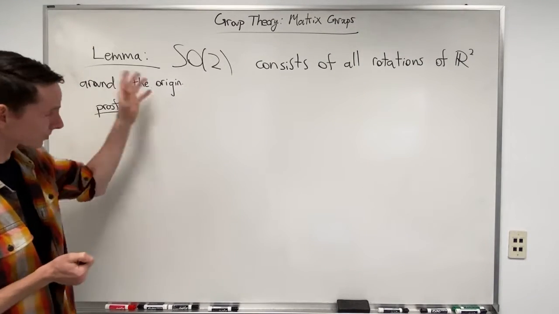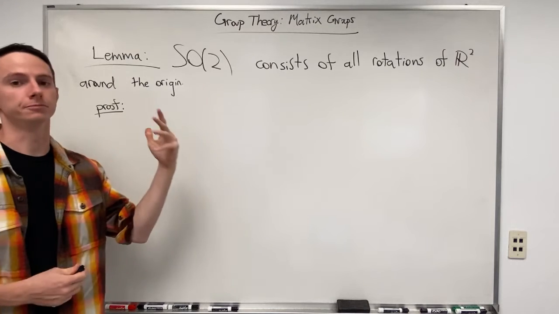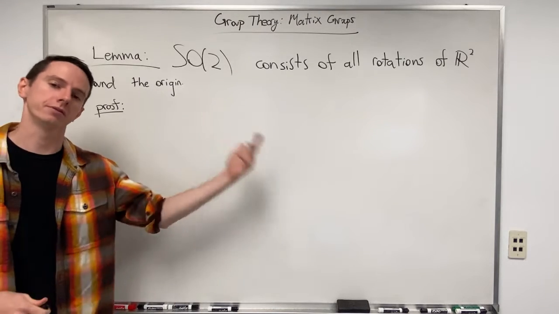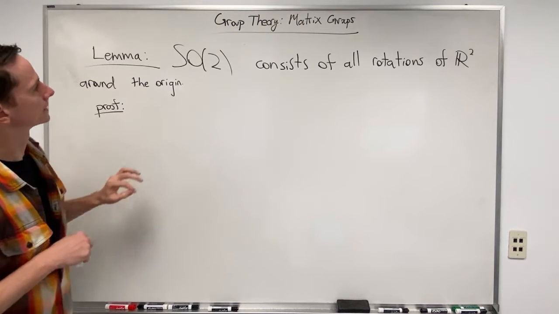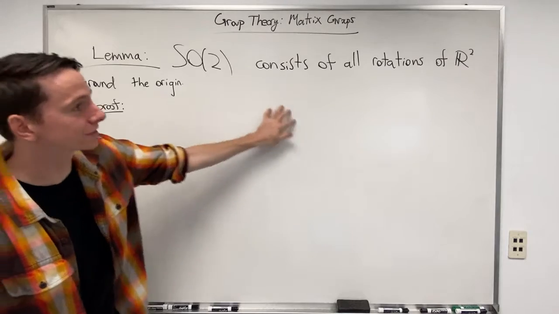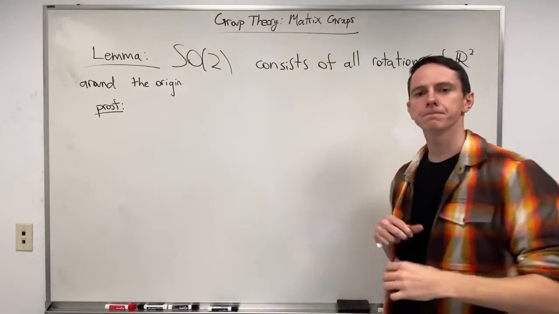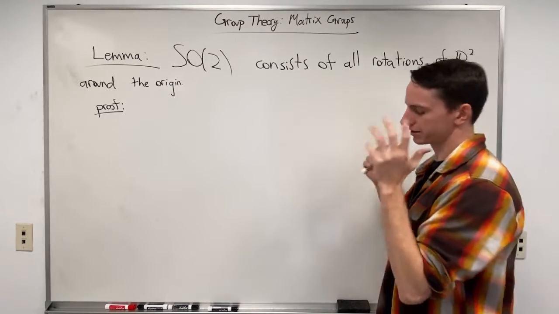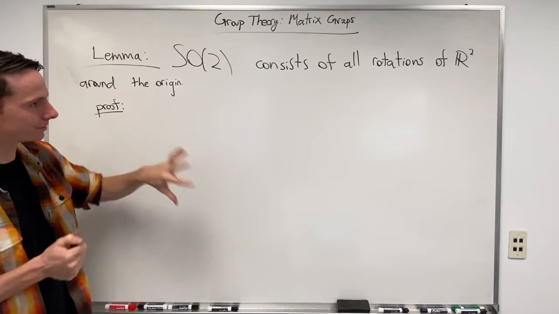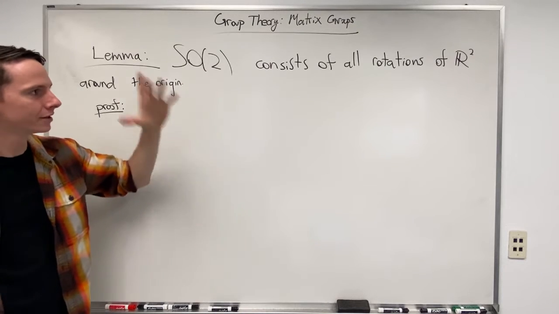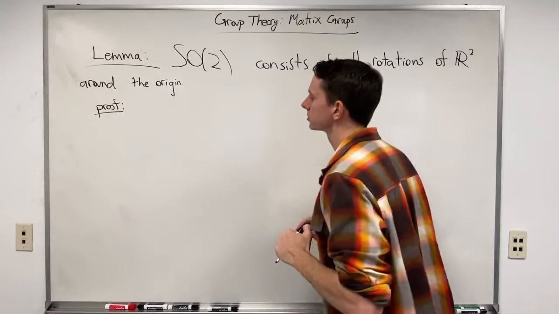Okay, so first, I think a real interesting claim that we can start to make about both, well, in this case, the special orthogonal group and then eventually the orthogonal group. But let's start with this one. It says here that SO2 consists of all rotations of R2 around the origin. And I think the statement by itself doesn't do this claim justice. So it really helps to understand what this is actually saying before we can appreciate how important it is.